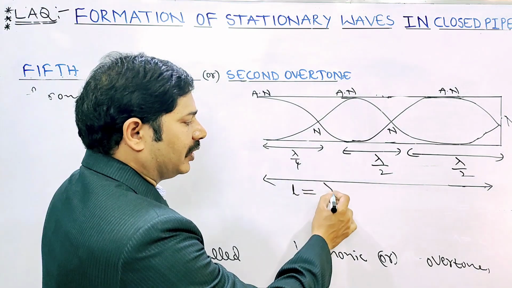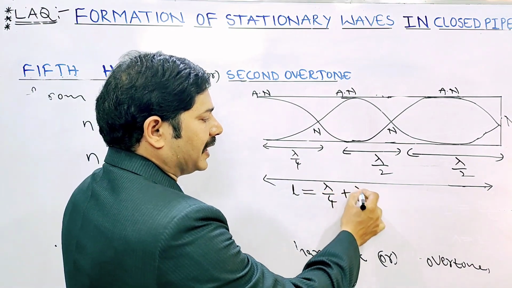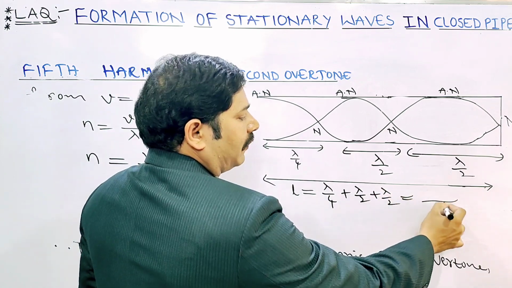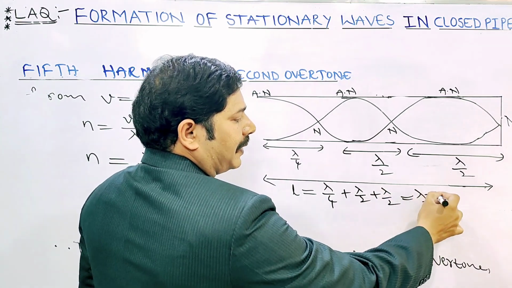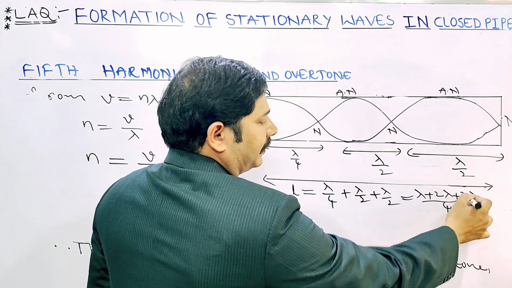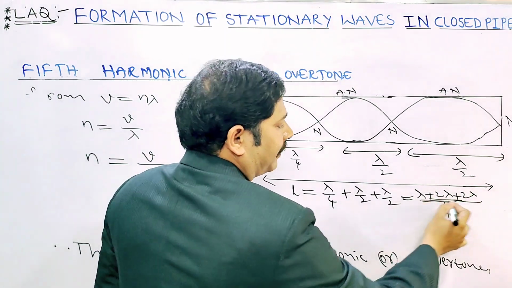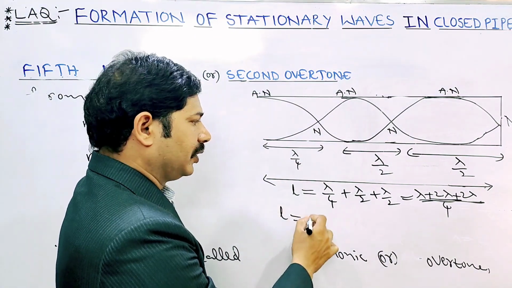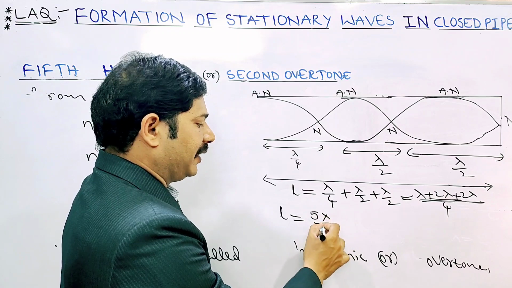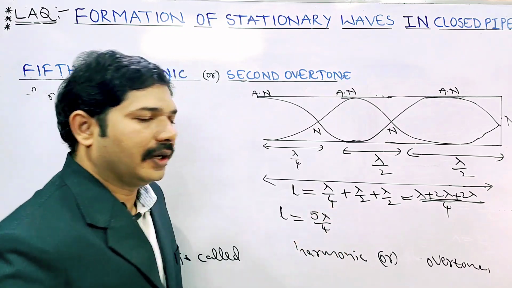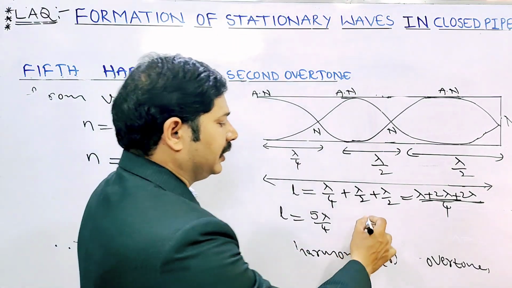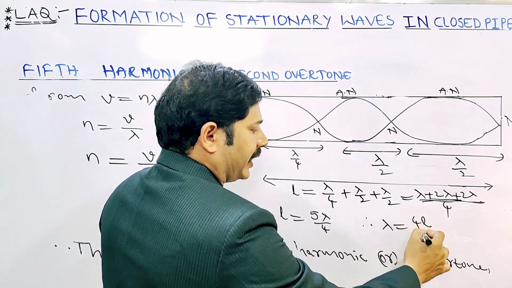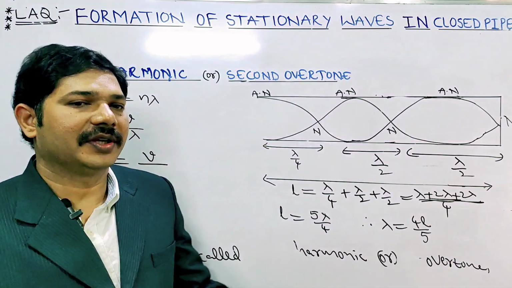Total length L equals lambda by 4 plus lambda by 2 plus lambda by 2. That equals, the 4 is the LCM, lambda plus 2 lambda plus 2 lambda. Total, how much? L equals 5 lambda by 4. Therefore, lambda equals 4L divided by 5.